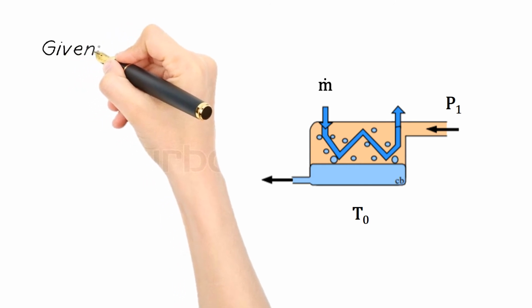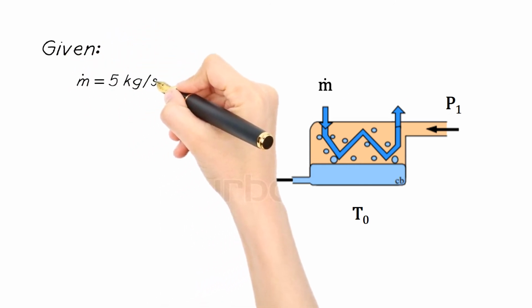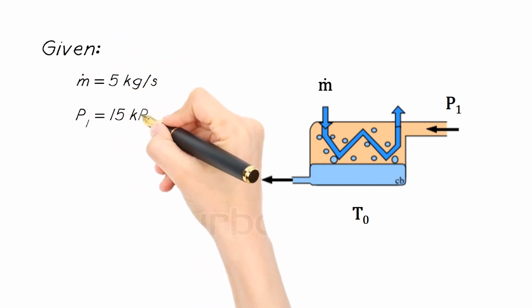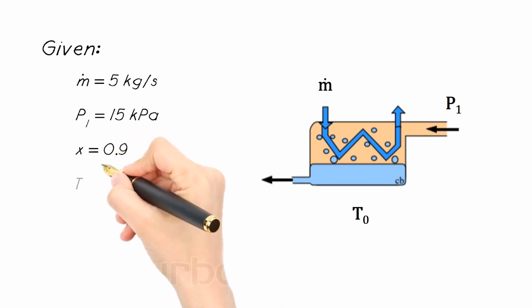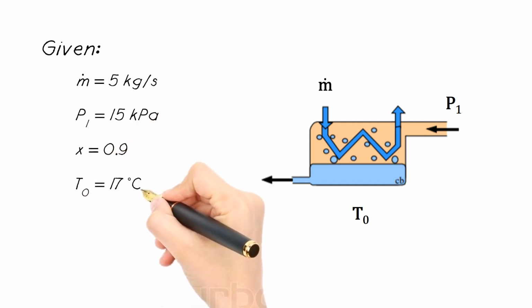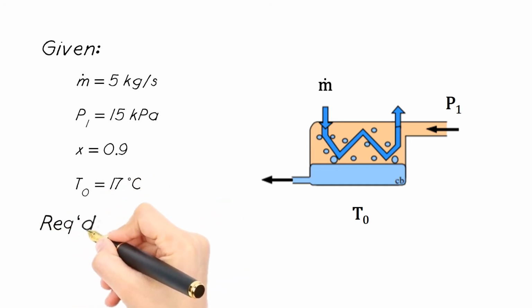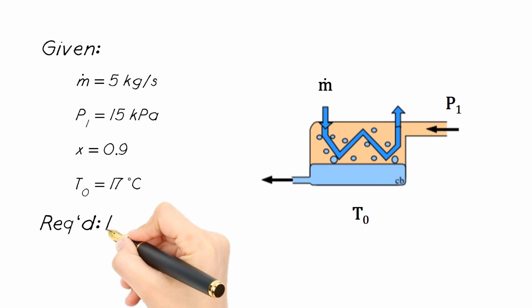We are given a mass flow rate of 5 kg per second which enters at a pressure of 15 kPa and a quality of 90%. The ambient temperature in this process is 17 degrees Celsius. We are required to determine the irreversibility of this process.